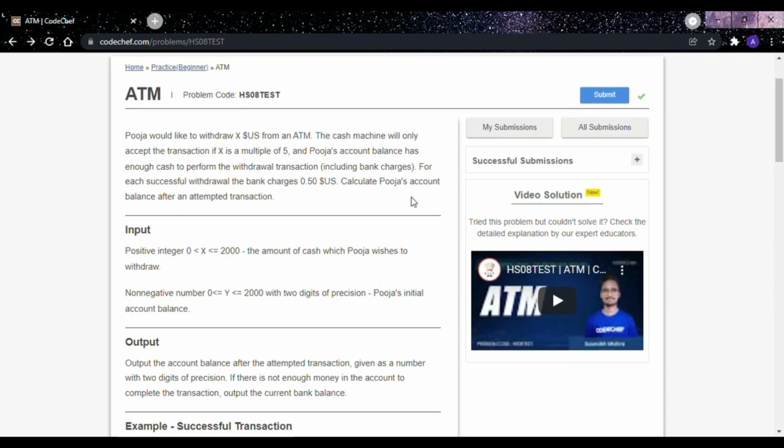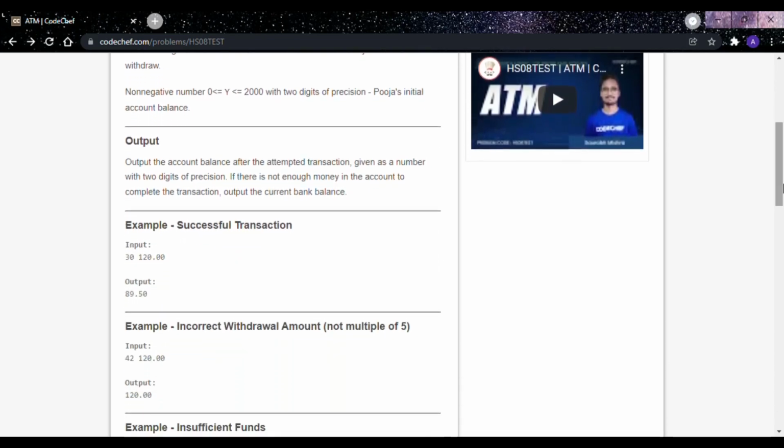Now in the input section, we have a positive integer X lying between 0 and 2000, which is the amount of cash which Pooja wishes to withdraw. Then we have another non-negative number Y, again lying between 0 and 2000 with 2 digits of precision, which is Pooja's initial account balance.